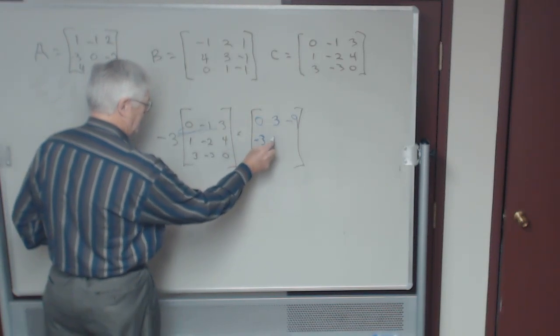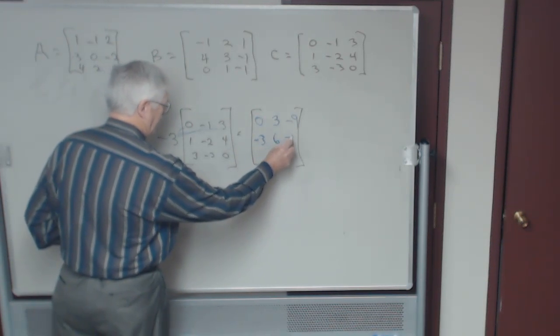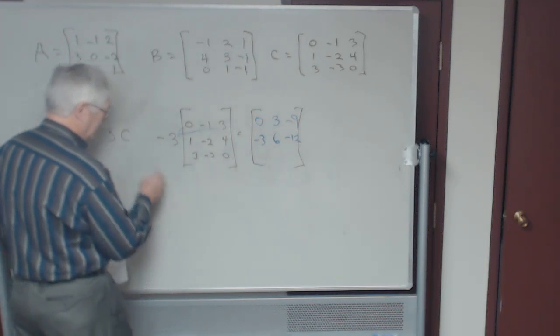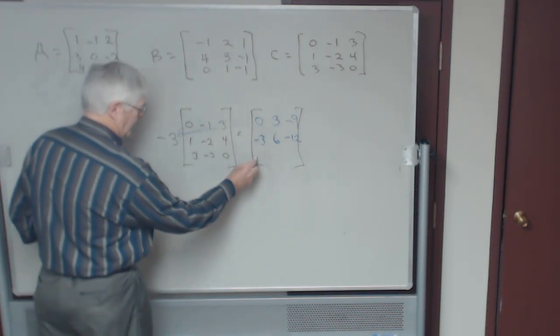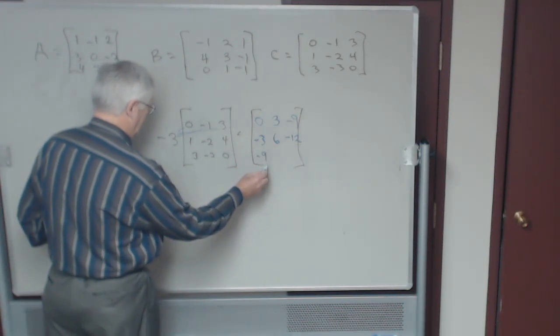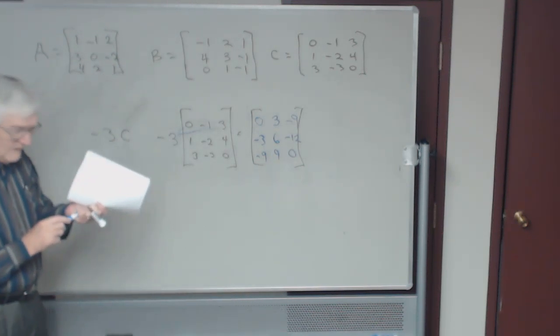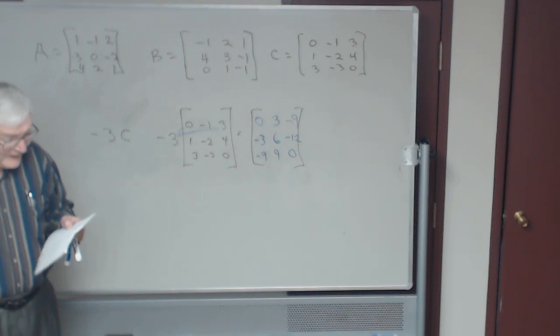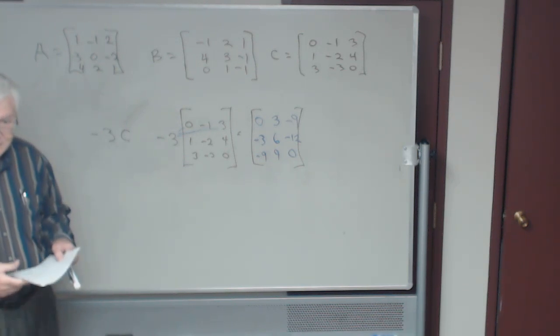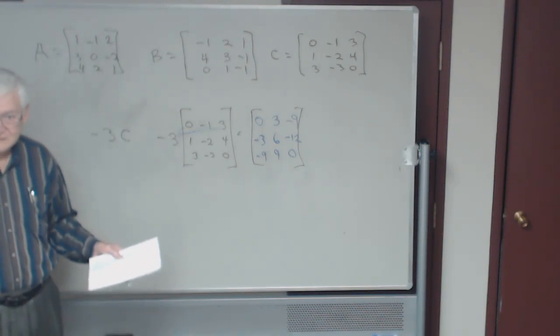Negative 3, 6, and negative 12. And what's the next row? Negative 9, 9, and 0. So it doesn't matter how big the matrix is. It's the same process.